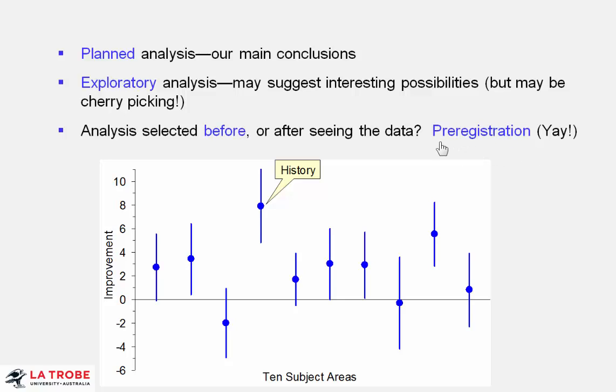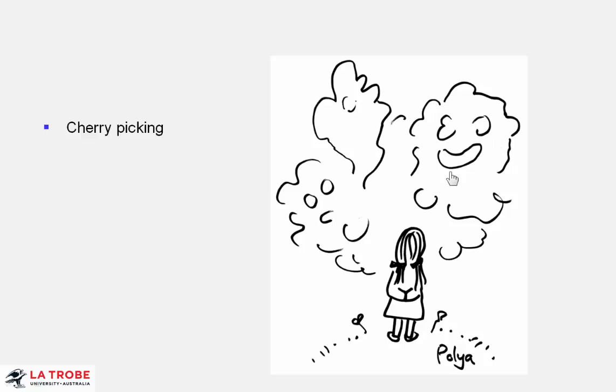Pre-registration of research plans, and we'll say more about this later on in future chapters, is a key feature of open science and much to be encouraged. Exploration can merely be cherry picking, can be just responding to chance. And here are some equivalent expressions for it. Here are the clouds, absolutely random, but we're convinced we can see faces in them.